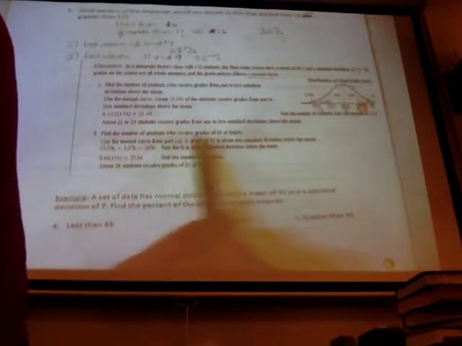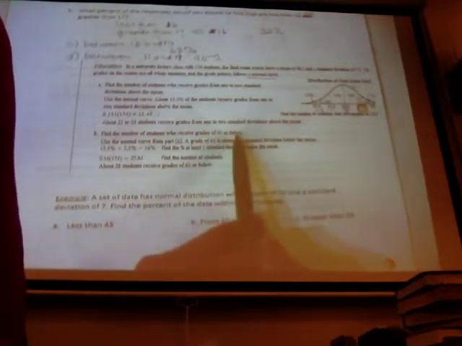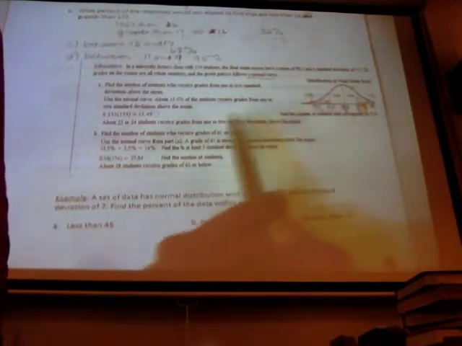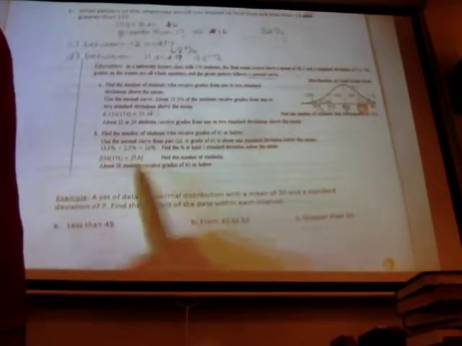Okay? So on here, find the number of students who receive grades of 61 or below. That would be 13.5 plus 2.5, which is 16. So I take 16% of that, and you get 27.84. So you have around 28 students. I don't know why they just didn't say 23 students there. Maybe because it was so in the middle.